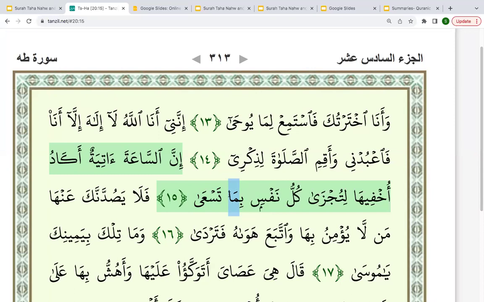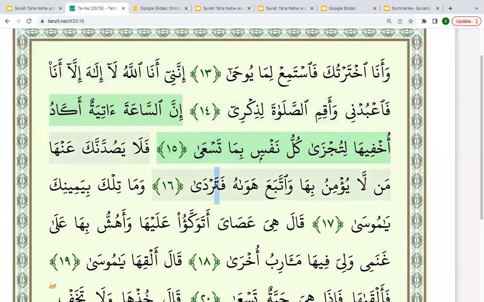Together with a fa'il, it becomes al-masdar al-mu'awwal. Together with a fa'il, it will become masdar mu'awwal fi mahalli jarr. Just like an, when you have an hidden after fa. An is a harf, but together with the verb, an tarda is masdar mu'awwal. It is going to be an ism together. Okay?